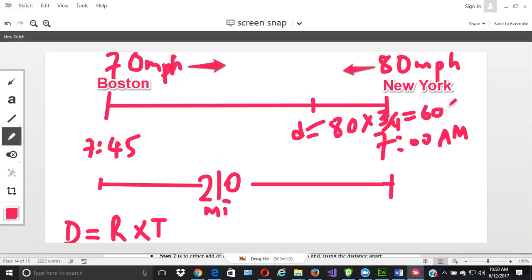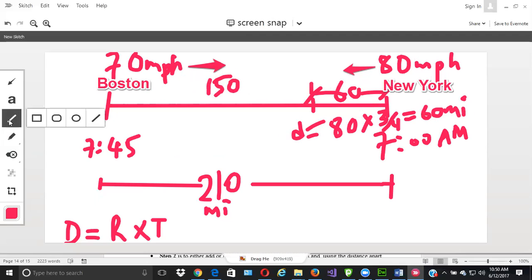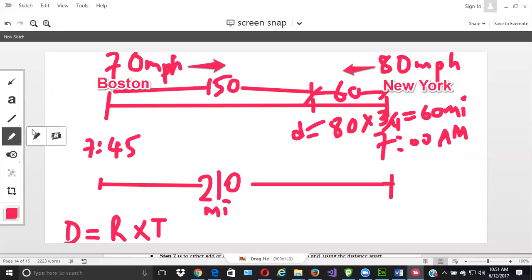And so at 7:45, this train would have traveled 60 miles, leaving a distance of 150 miles between the two trains. The original distance between Boston and New York, or between the two trains, was 210. So if the first train has covered 60 miles, then there remains 150 miles between the two trains.